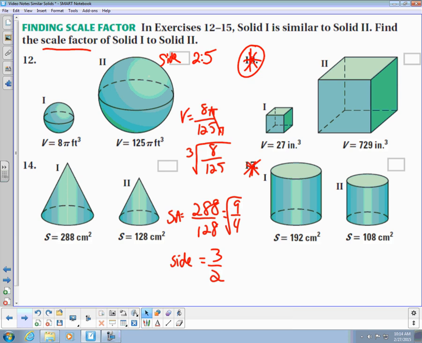Now, I'm not giving you the answers for those two I asked you to do, because you should be able to apply these concepts to those two. If you had a problem, you can ask when you come to class.